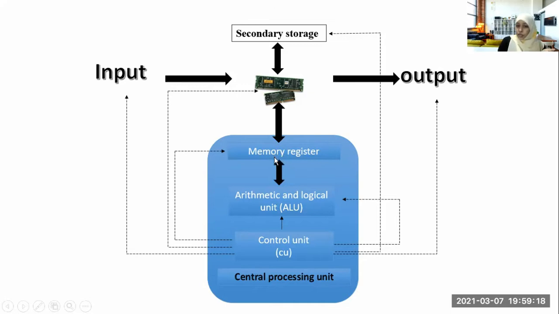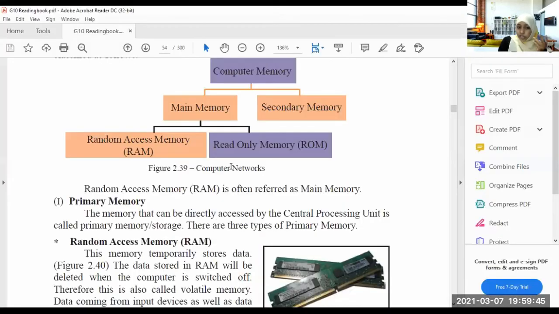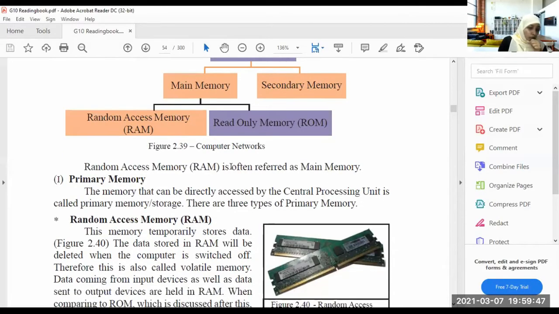Then the RAM sends it to the memory register. Then the memory register sends it to the ALU. Then the ALU sends it again to the main memory. Again it will be sent to the memory register, and then again to the main memory, and the main memory gives the output, right? So when I talked about the main memory, I referred to the RAM. Mostly when you talk about the main memory, you refer to the RAM, random access memory.